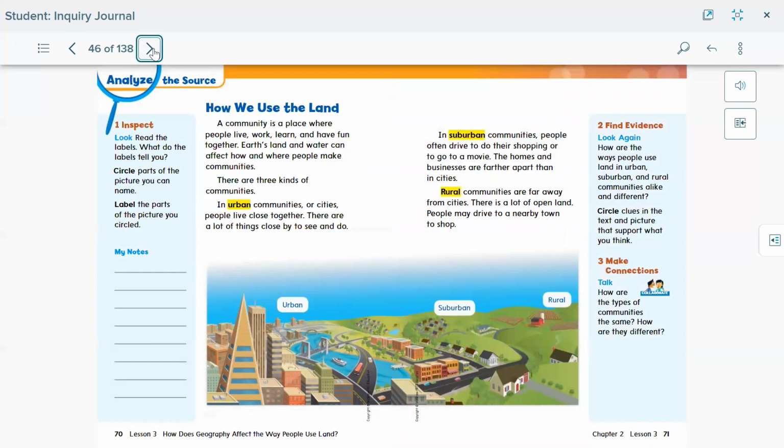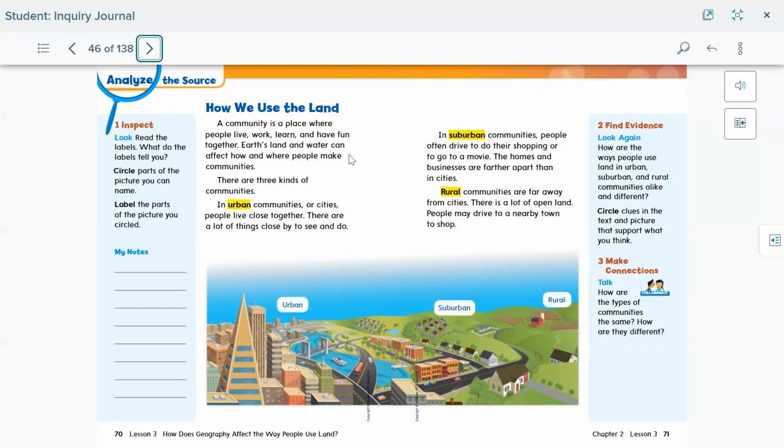All right. How we use the land. A community is a place where people live, work, learn, and have fun together. So we know that, and that's why we say in our community, we have lots of things. We have parks, stores, schools, a library, supermarkets. We have everything in a community. When we have a good community, that's where people work and live and enjoy the time together.